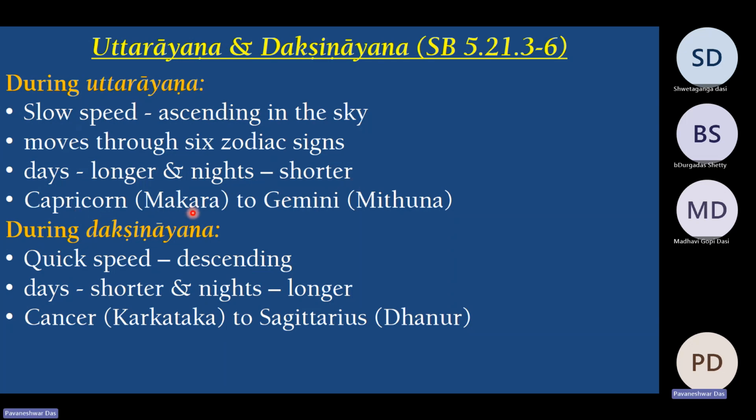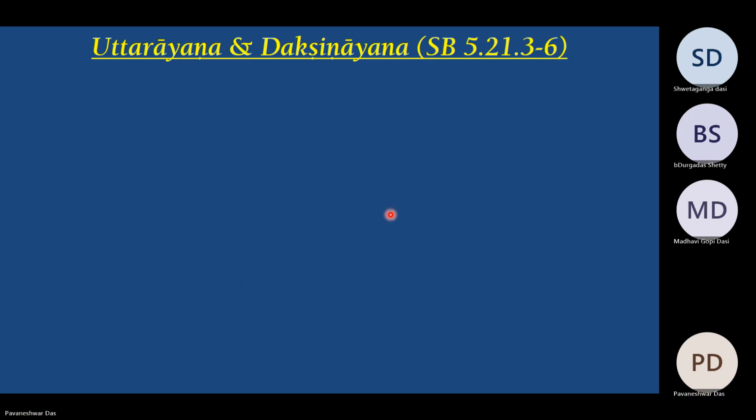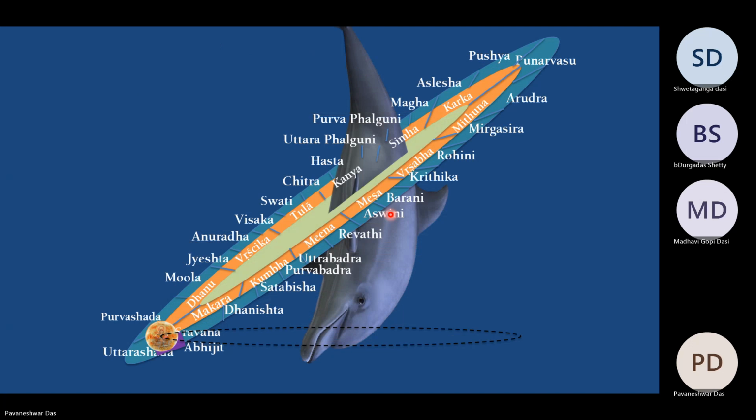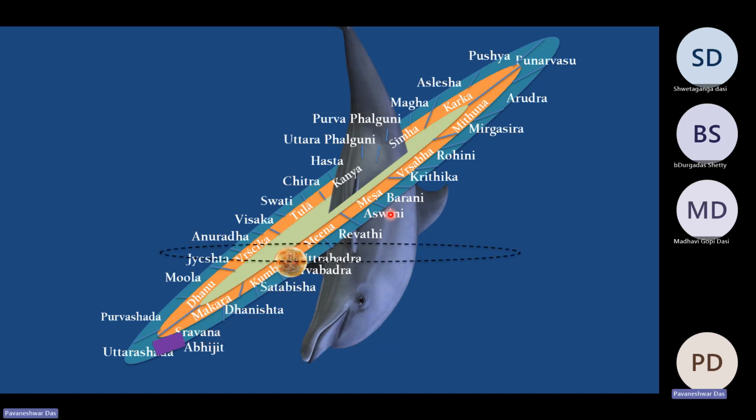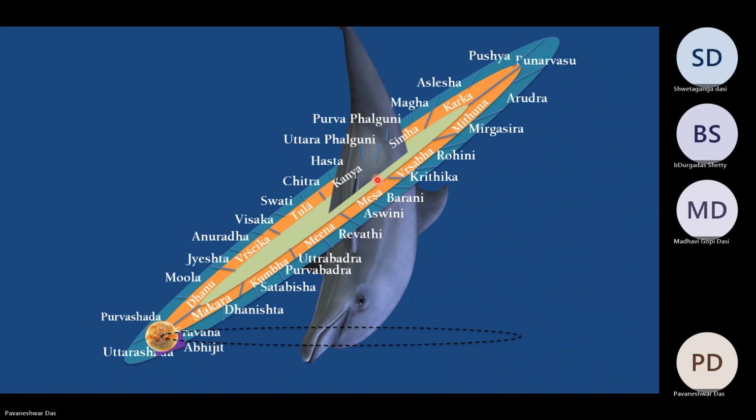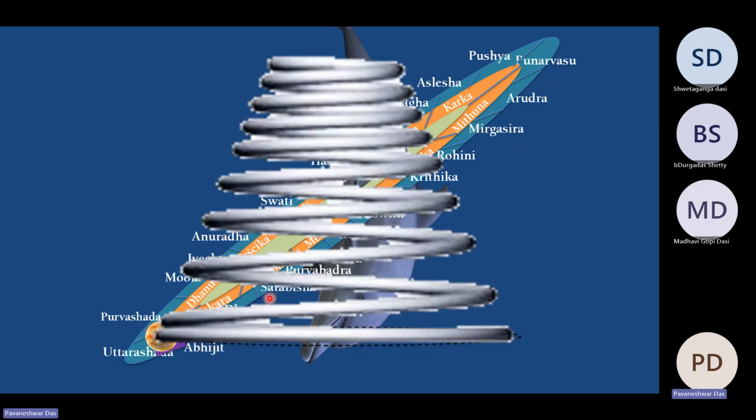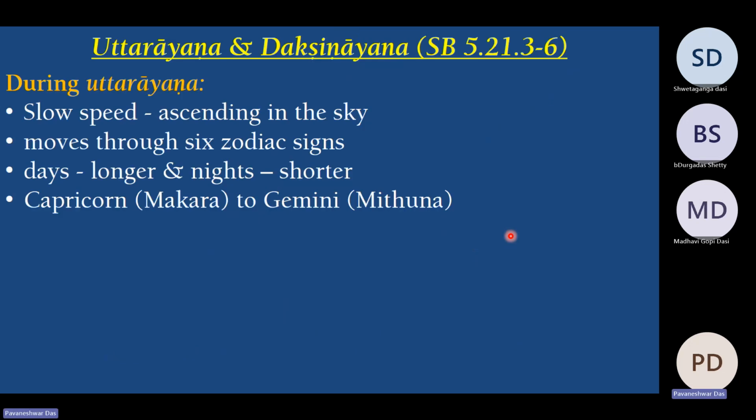And the sun will be moving from Makara to Mithuna. Sun is gradually going upward. This will take 6 months. And from Karka to Dhanu, it's coming down, 6 months. As it's going upward, the sun's speed will reduce, because here he has to travel a long path, he goes faster. Here he has to travel a small path, he goes slowly. So like that.